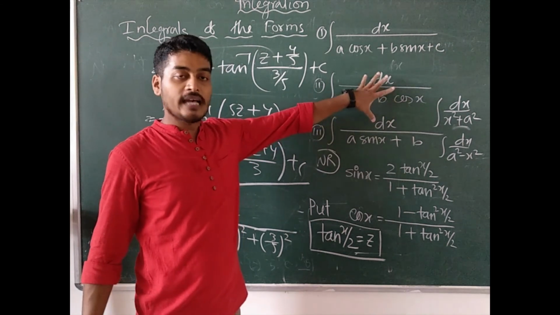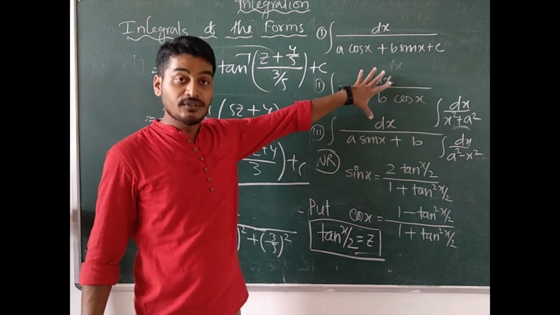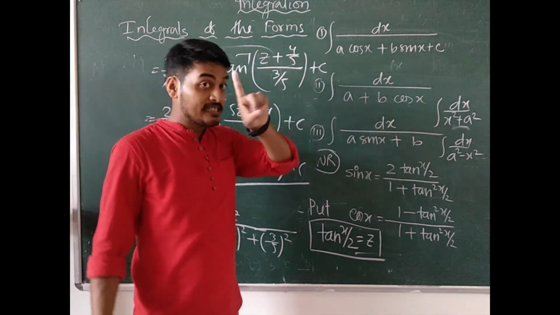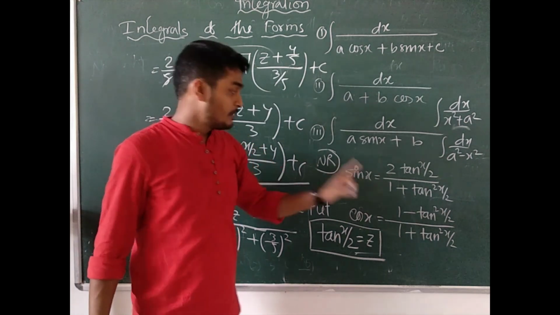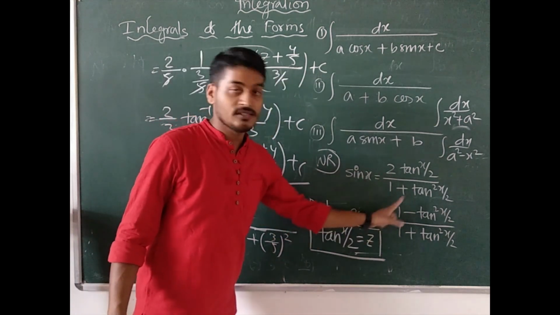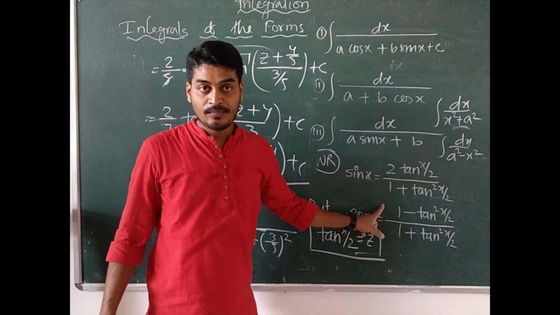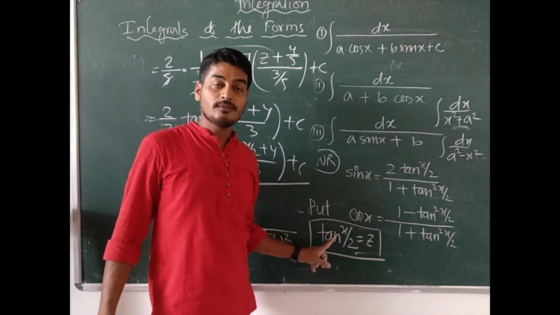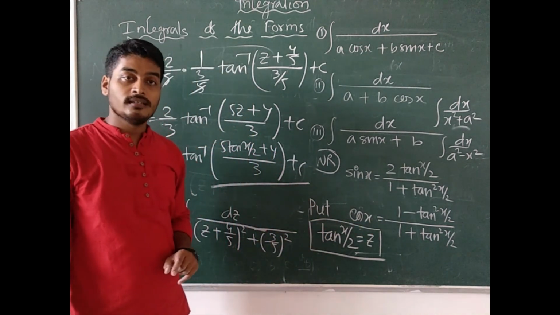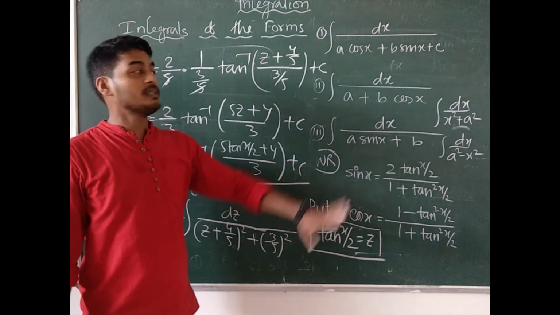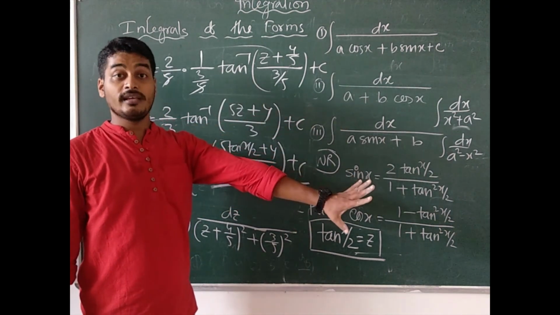For this case also, if sin and cos are there in linear form, that is degree 1, and the numerator contains exactly 1, you can follow the same steps. You have to put sin x equal to this, cos x equal to this in the respective places. Then at the last moment, you have to put the value of tan x by 2 equal to z. Then whatever the question is, you can easily find the answer to each and every question.